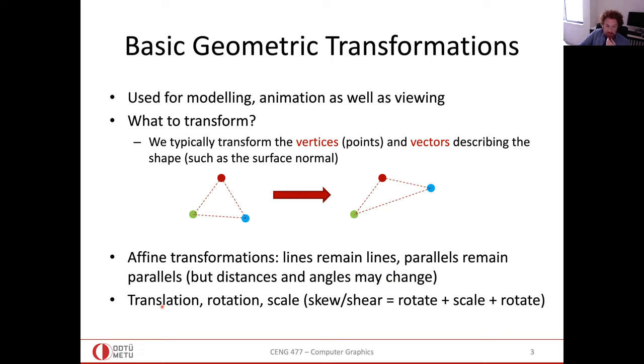And these are achieved by translation, rotation, and scaling. These three are the atomic basic transformations. And then some sources show shearing or skewing as other affine transformations, but actually they are just a combination of the existing rotation and scales. So that's why we should consider affine transformations as translation, rotation, and scale. Also, reflection is also an affine transformation that can be achieved using these.